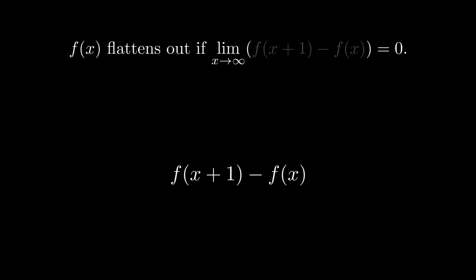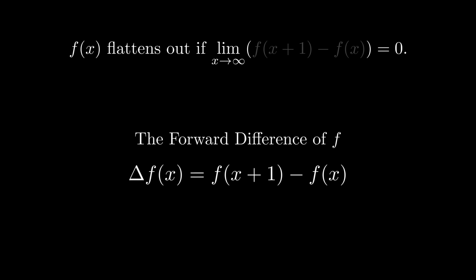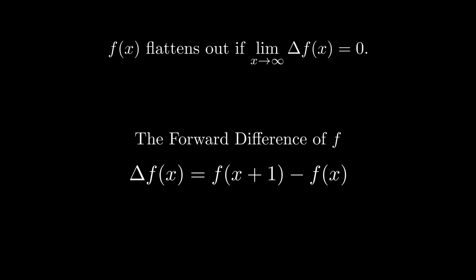Now, this expression, f of x plus 1 minus f of x, is something that has its own name and notation. It's called the forward difference of f, evaluated at x, and we can write it as delta f of x. This lets us save a bit of space, as we can just say that we're looking for functions where delta f of x approaches 0.